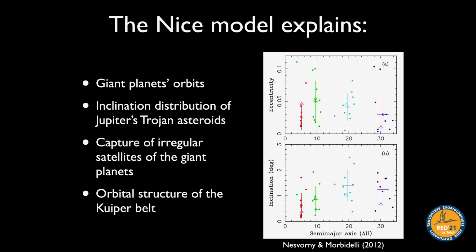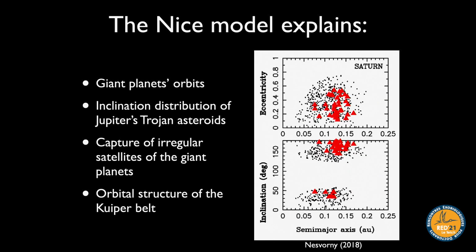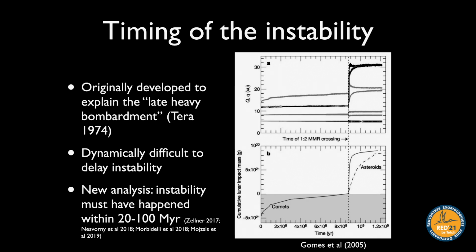The reasons why this model is favored are because it can explain a lot of different aspects of the solar system at once. It can explain the giant planets' orbits. It can explain a whole bunch of things about the distribution of small bodies in the solar system, like the inclination of the Trojan asteroids. It can explain the irregular satellites of the giant planets. It can explain the orbital structure of the Kuiper Belt. It can do a lot of things. Okay, so we like the idea.